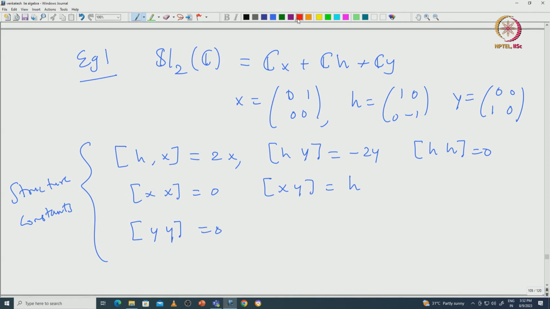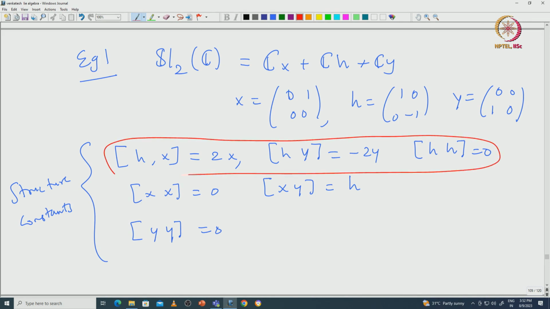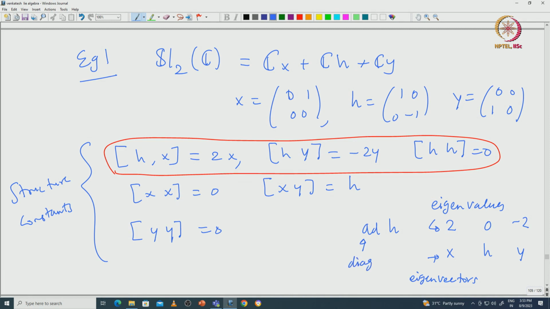If you look carefully, this makes ad h diagonalizable, because ad h has eigenvalues 2, 0 and minus 2, with the eigenvectors x, h and y. These are all the eigenvalues, and these are all the eigenvectors, and that makes ad h diagonalizable. That is a very important observation.